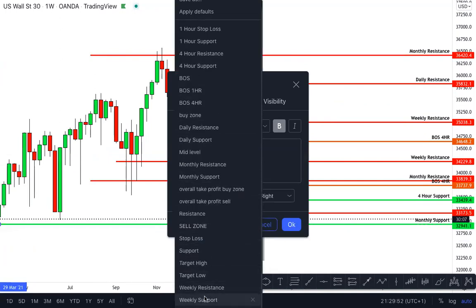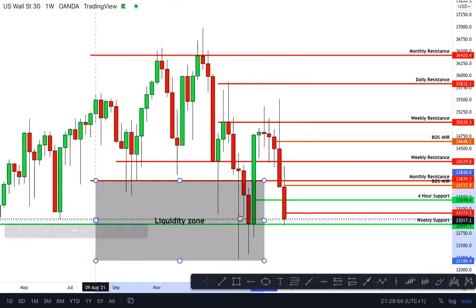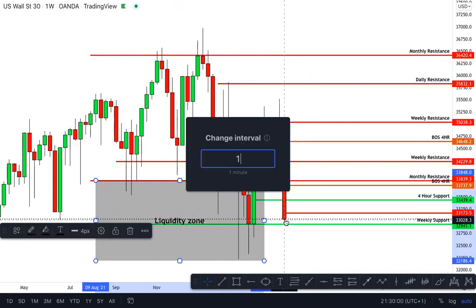So I've got a level right down here. I'm going to go okay. And again, I'm just using that level there so people can see, because there's the body of the candle there. You can see, look what's happened. Price went perfectly to that level.